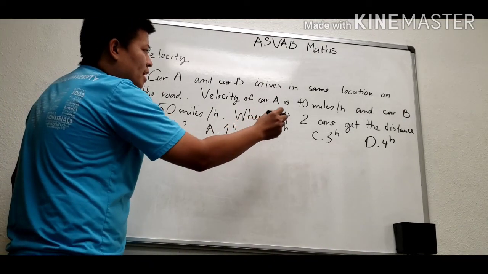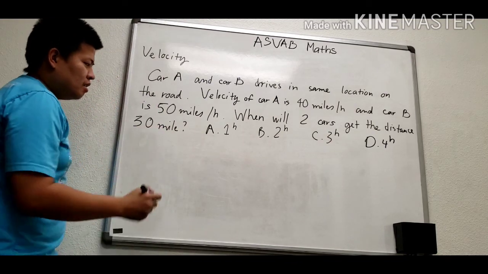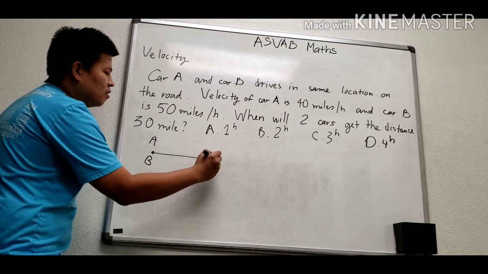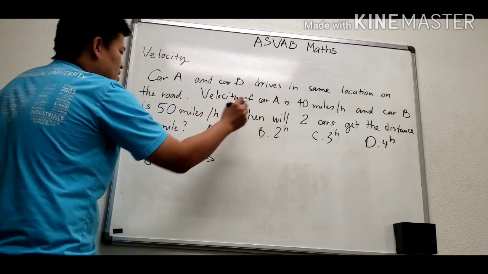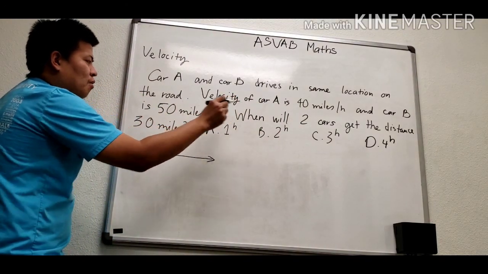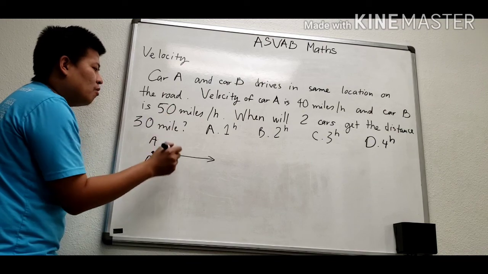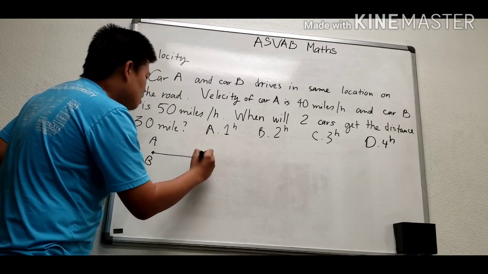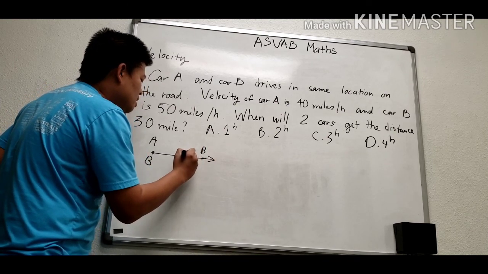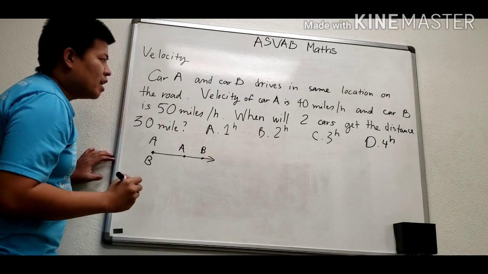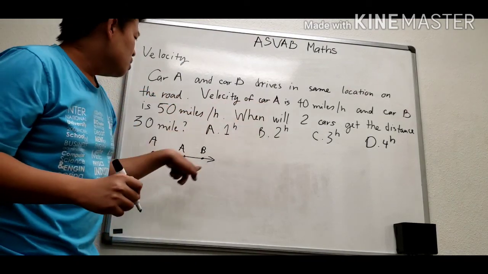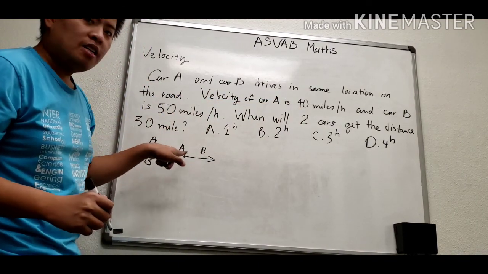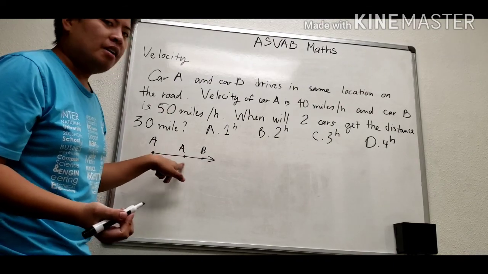When will the two cars get a distance of 30 miles? It means that, for example, car A and car B go together, but car A is 40 miles per hour and car B is 50 miles per hour. When they go together, the distance of car B is higher than the distance of car A, because the velocity of car A is smaller than the velocity of car B. It means that car B is speedier than car A.